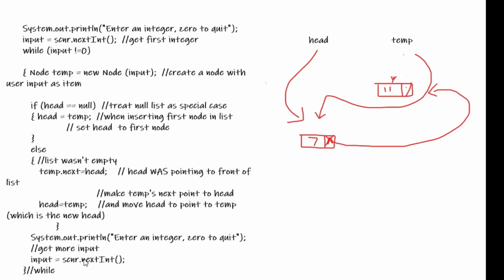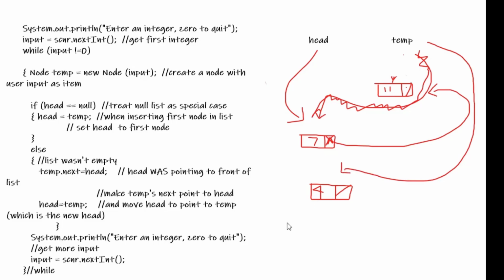Let me say I get a 4. I'll check the top of my loop here to make sure that it wasn't a 0, and make myself a new node with a 4 in it. And that new node is pointed to by temp. So temp no longer points here. Instead, it points to this new one. Let me erase the old one.